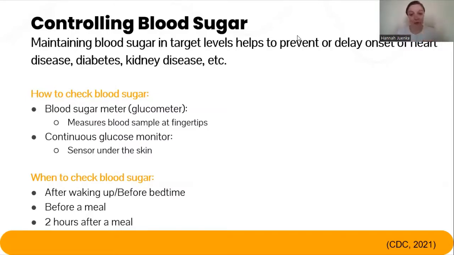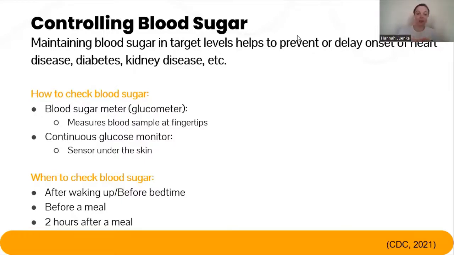And how we check our blood sugar, there are 2 ways that are most common. So having a blood sugar meter, this just measures a blood sample at our fingertips, and it checks it right in the moment. And then a continuous glucose monitor, which is placed underneath the skin, and it kind of does a check-in every couple of minutes to see where we're at.